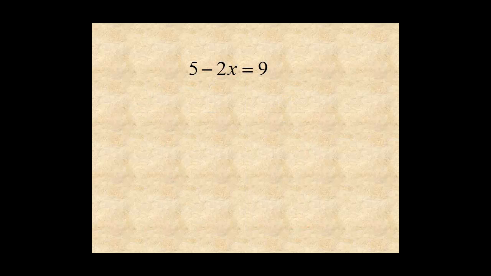Here's an equation where you're going to need to remember how to calculate with negative numbers and expressions. Begin by subtracting 5 from both sides. On the left side of the equation, 5 minus 2x becomes negative 2x.